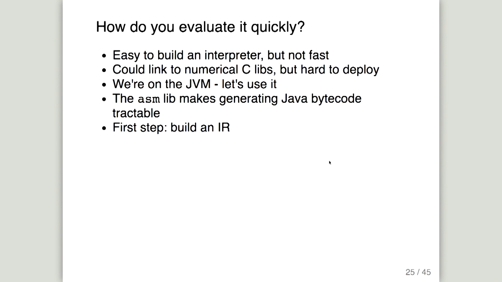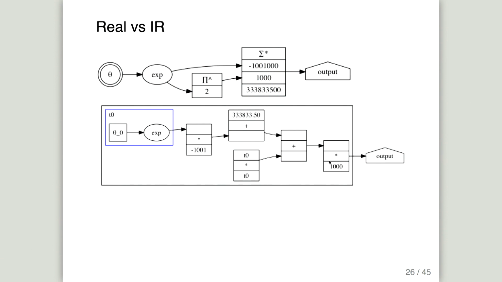One of the design constraints that we had was that we wanted this to be pure native JVM, no JNI libs, no external dependencies on complicated C math libs or anything like that. We're on the JVM, let's use the JVM. So we use the ASM lib to generate Java bytecode for these functions represented by the compute graph. And anytime we're compiling, the first thing we need to do is build an intermediate representation. So let's look at that.